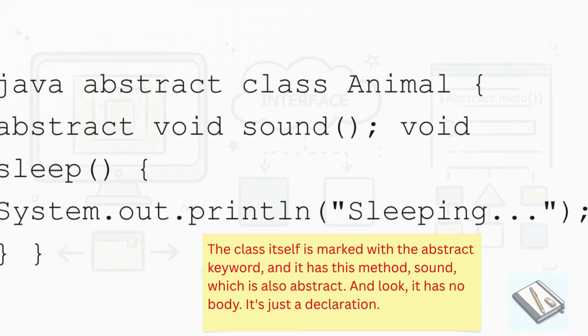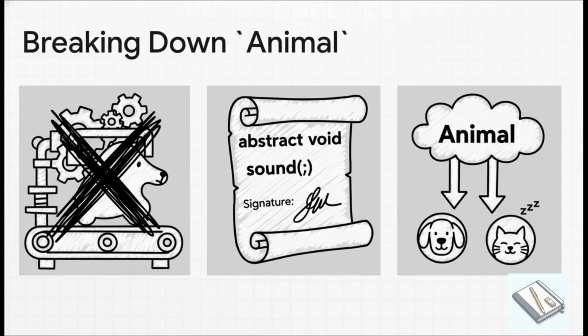So check this out. We've got an abstract class called Animal. Now, notice two really important things here. The class itself is marked with the abstract keyword, and it has this method, sound, which is also abstract. And look, it has no body. It's just a declaration. But then, right below it, we've got a normal concrete method called sleep, which does have an implementation.